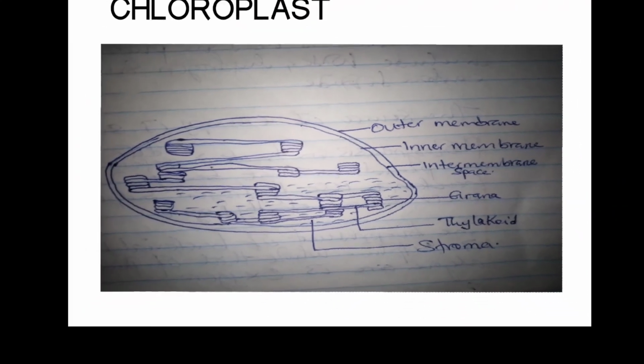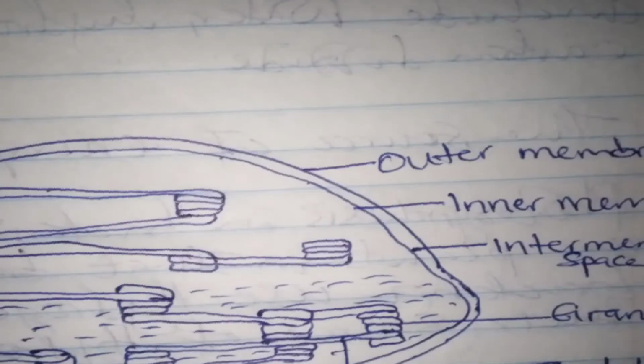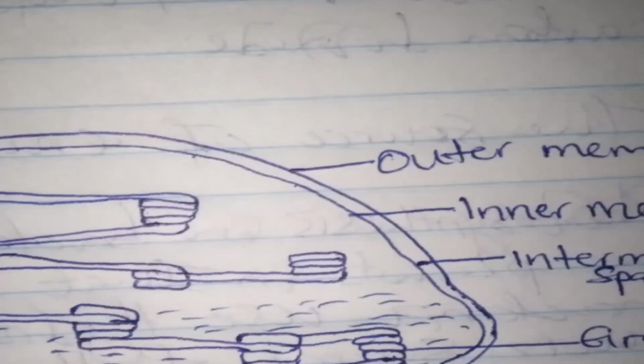So that is called the endosymbiont theory, trying to explain where chloroplasts came from. So this is the structure of the chloroplast. It has two membranes. So it is assumed that the inner membrane was the original membrane of the photosynthetic bacteria.